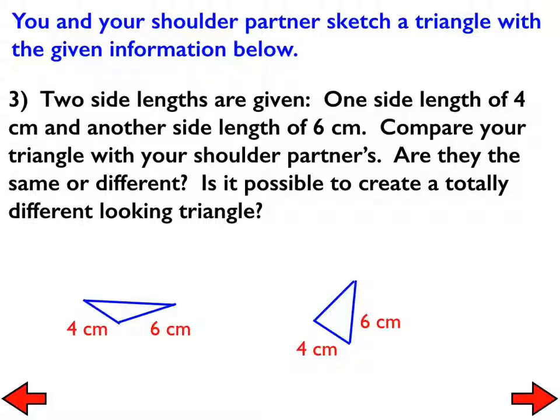Do you agree that they're different? This one's obtuse, this one's acute. Different triangles. So I would like you on your notes to write that many triangles are possible.